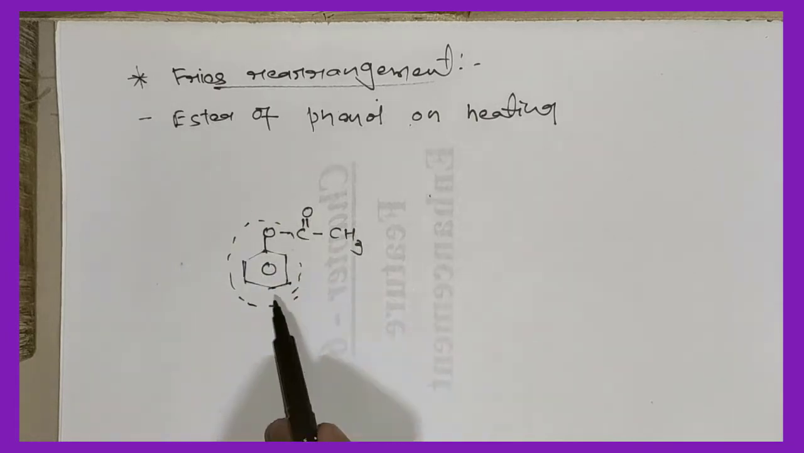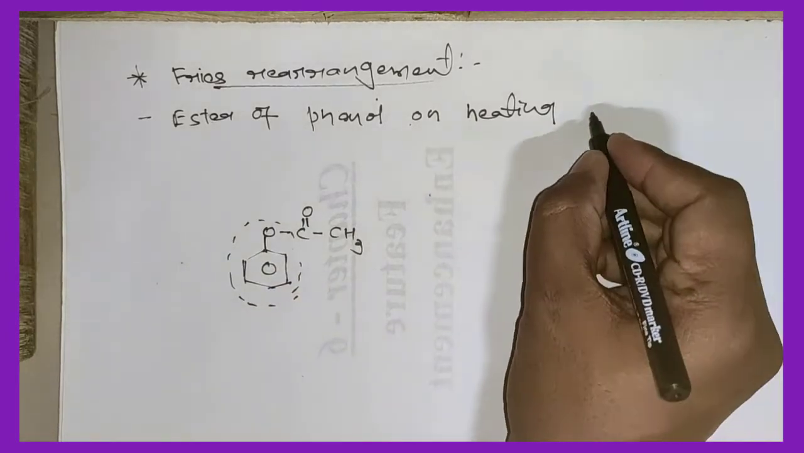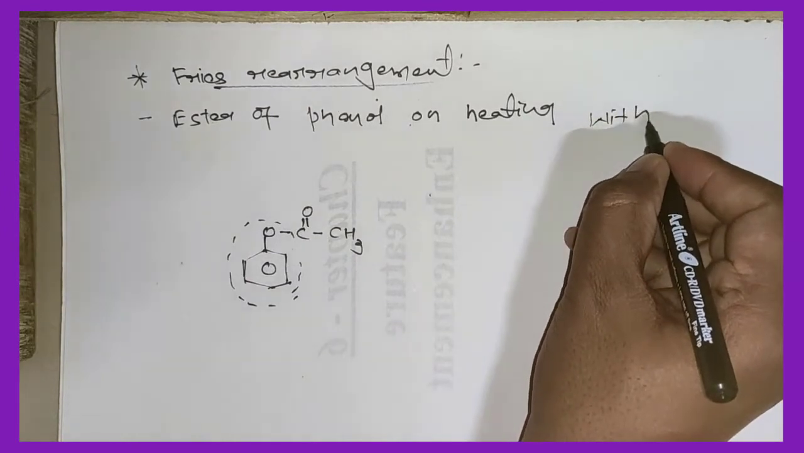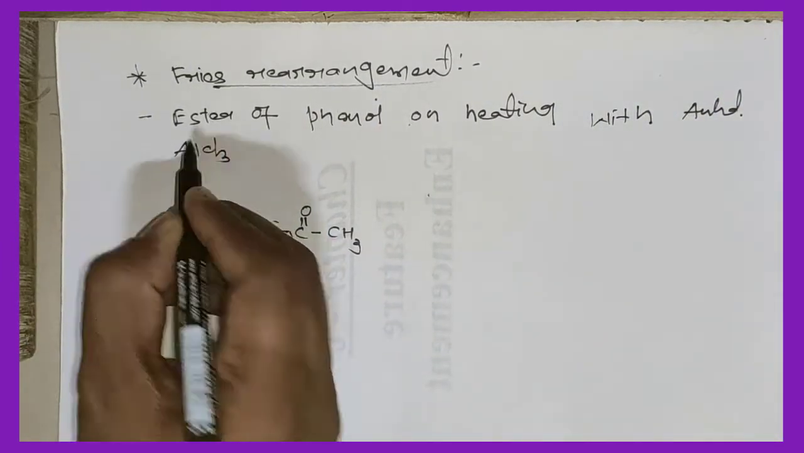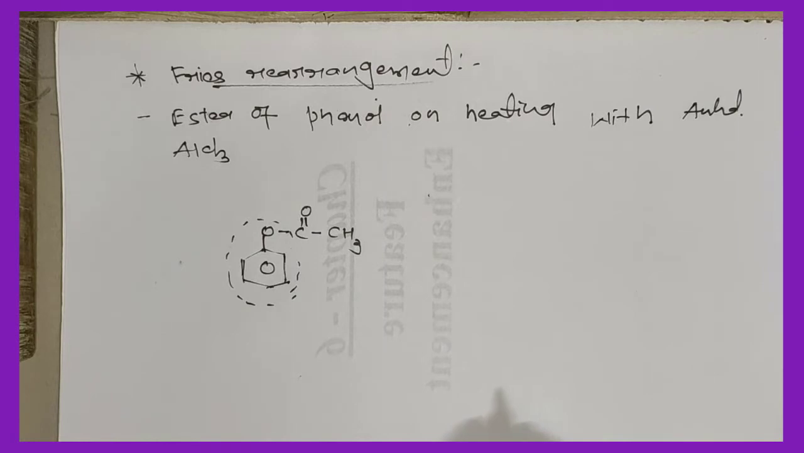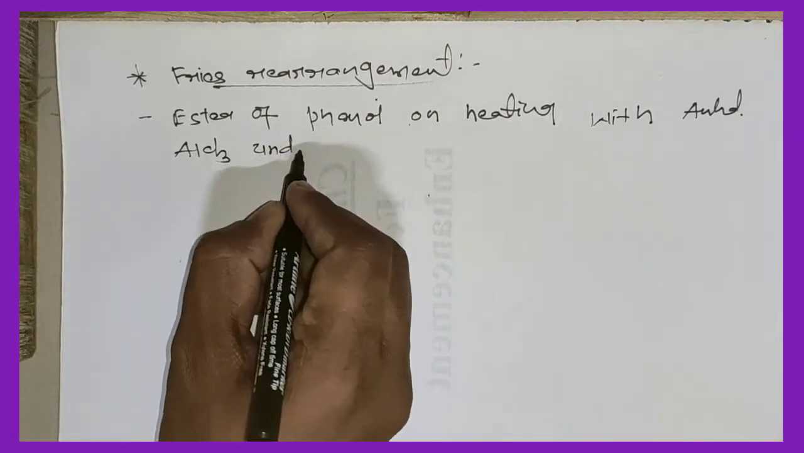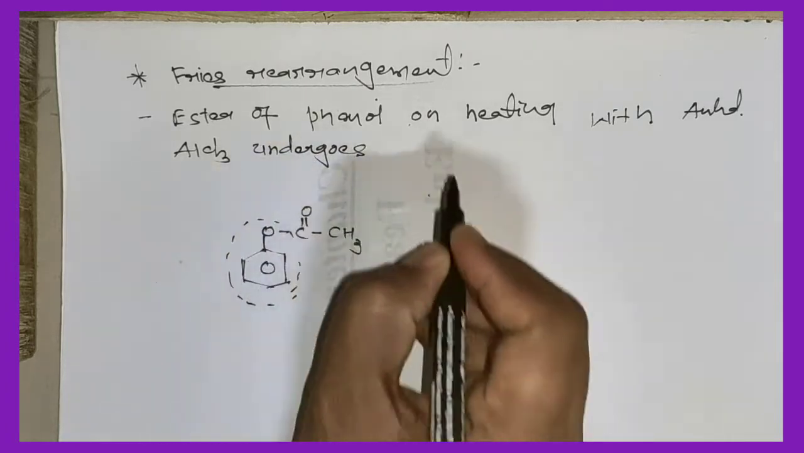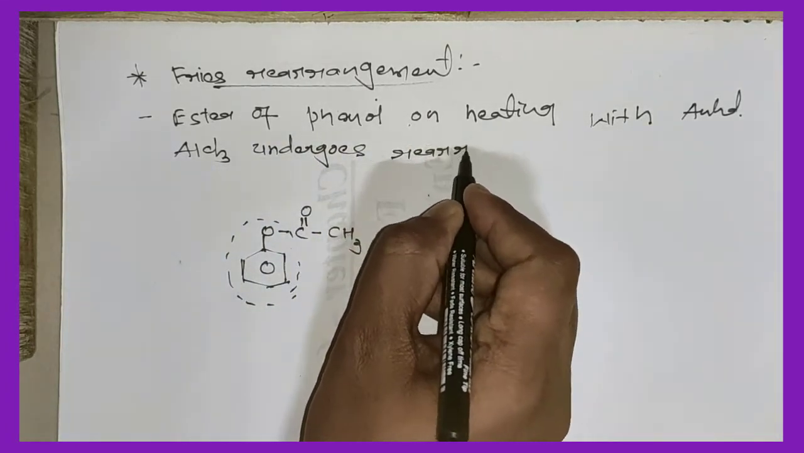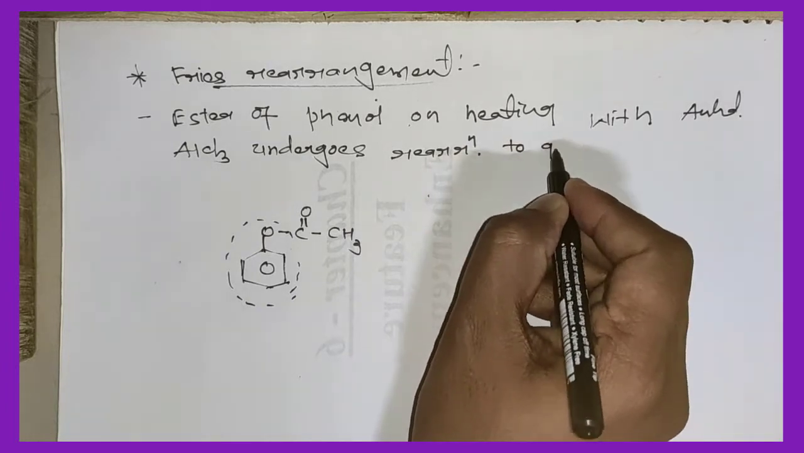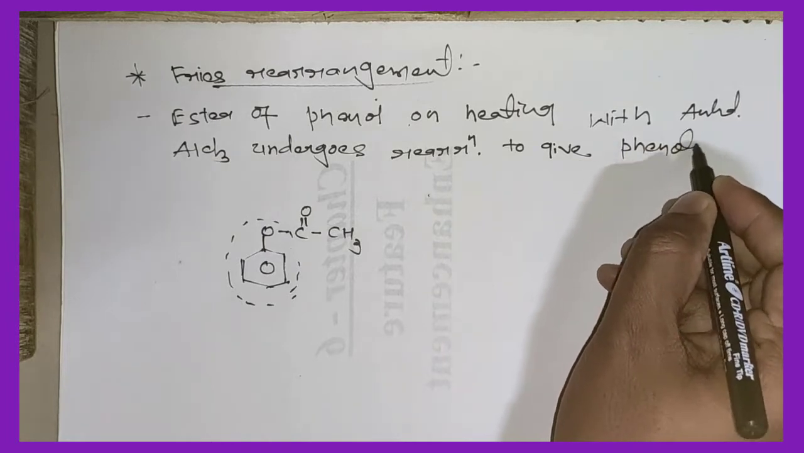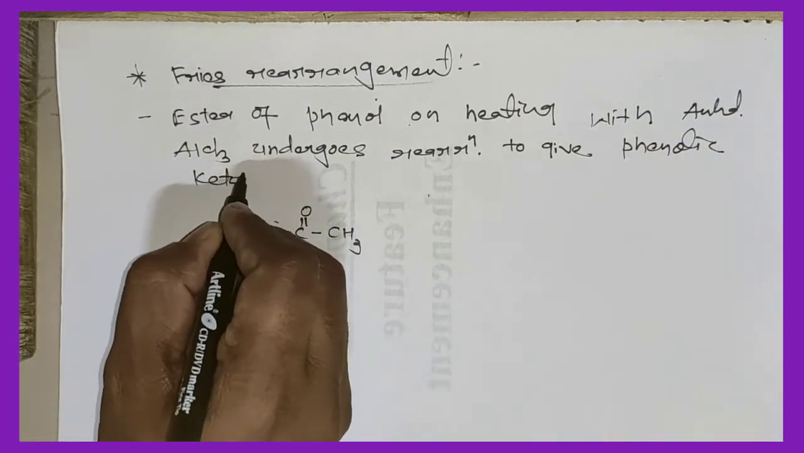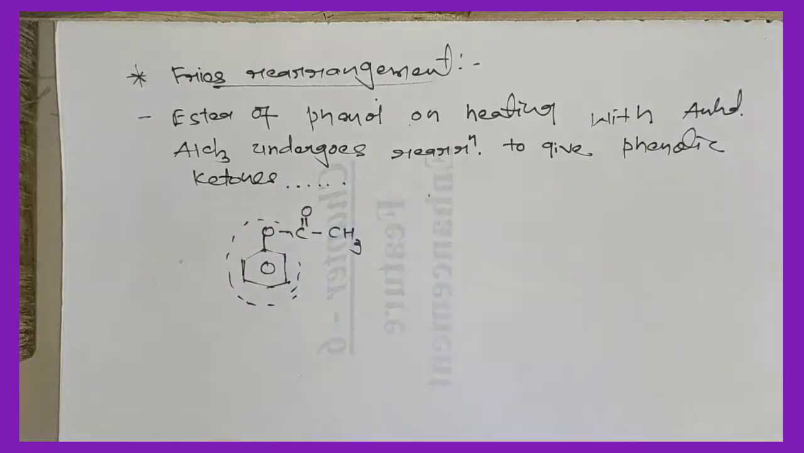So here, ester of phenol on heating with anhydrous AlCl3, anhydrous aluminum chloride, undergoes rearrangement to give phenolic ketones, and this rearrangement is known as Fries rearrangement.